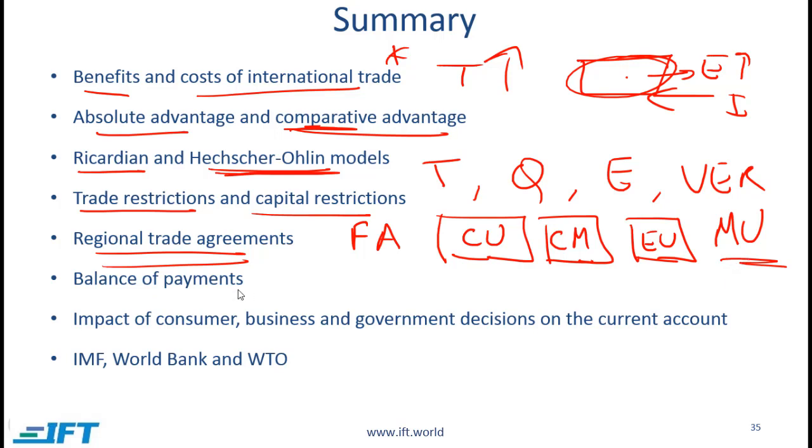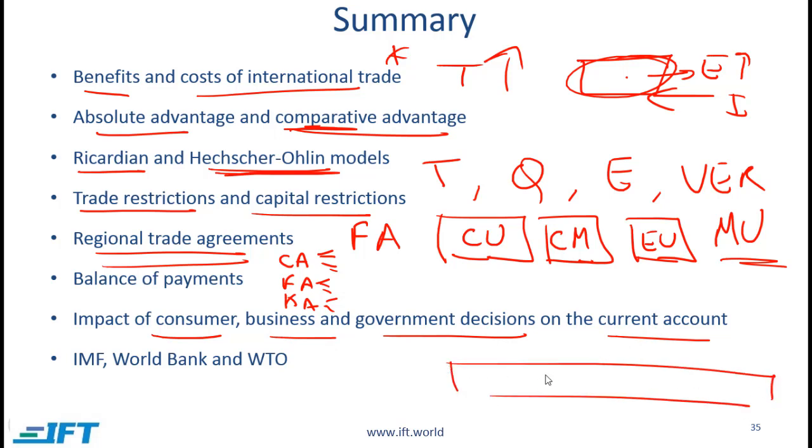Balance of payments. Here, it is critical to recognize the three major components: the current account, the financial account, and the capital account, and then the major sub-components within each of these three accounts. There was this one slide where I talked about the impact of consumer, business, and government decisions on the current account. Remember that major relationship that I showed you. If you know that relationship, then generally you should be able to answer the sorts of questions that might show up on this topic. And finally, IMF, World Bank, and WTO.